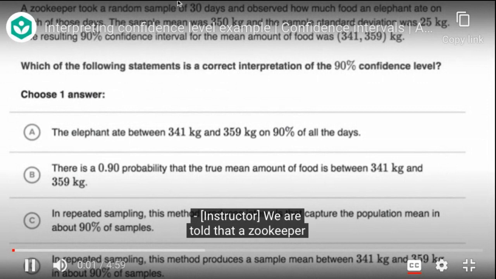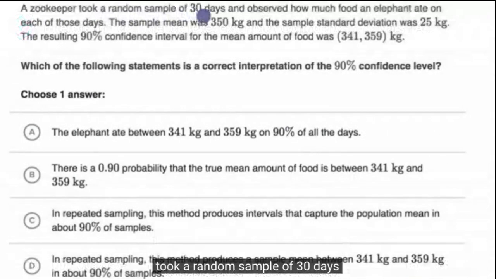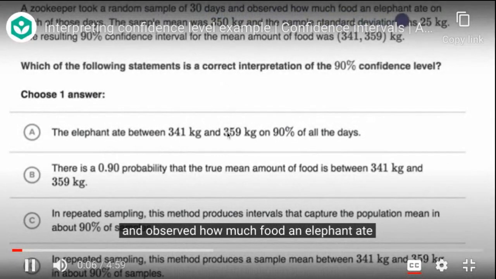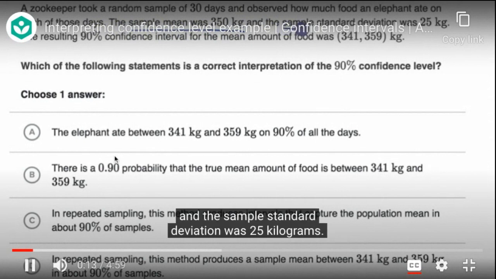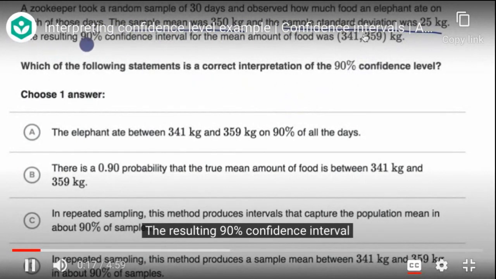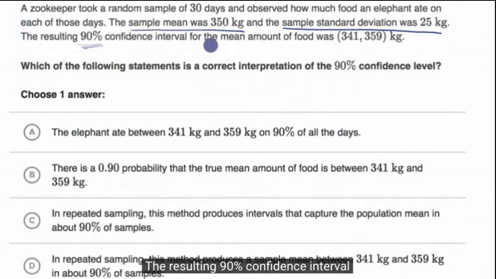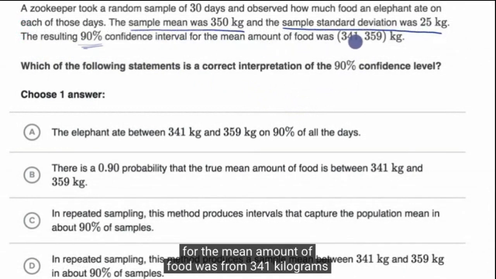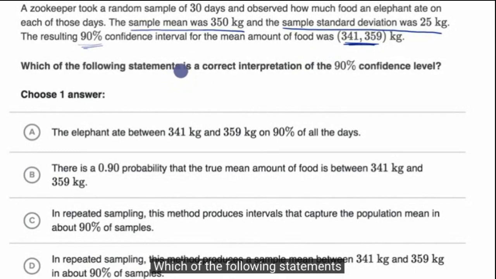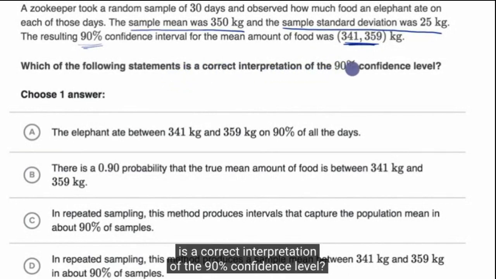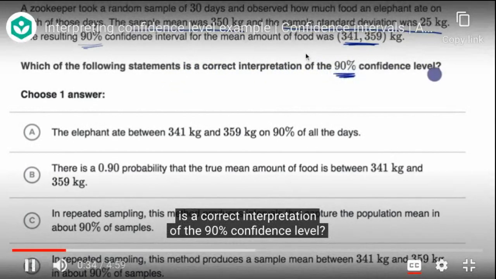We are told that a zookeeper took a random sample of 30 days and observed how much food an elephant ate on each of those days. The sample mean was 350 kilograms, and the sample standard deviation was 25 kilograms. The resulting 90% confidence interval for the mean amount of food was from 341 kilograms to 359 kilograms. Which of the following statements is a correct interpretation of the 90% confidence level?